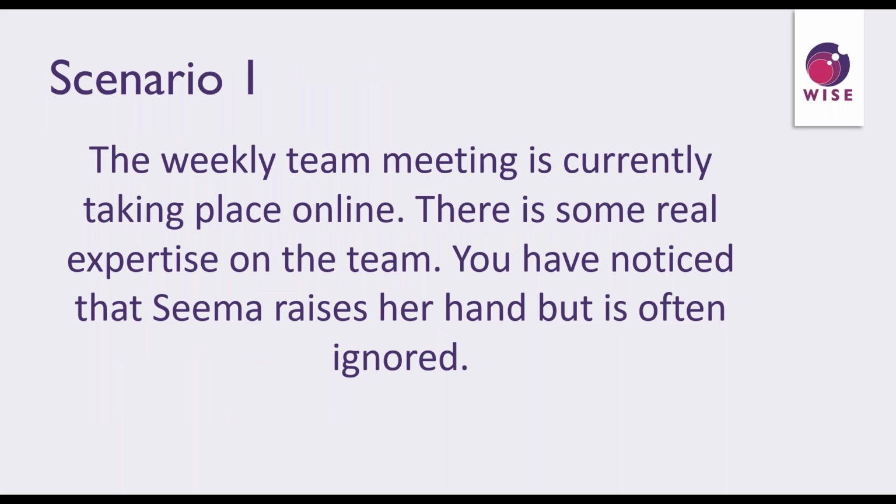Here's a little scenario. The weekly team meeting is currently taking place online. There's some real expertise on the team, and you've noticed that Seema raises her hand but is often ignored. In this situation, what would you do? You'd identify the behaviour: you know that Seema is being overlooked, probably quite innocently by the team host. Challenge the behaviour: stop and think, don't speak on behalf of Seema, highlight what you've witnessed so the behaviour is identified. Get in touch with the meeting host post-meeting and air your concerns.